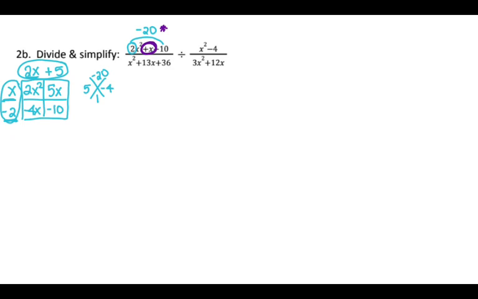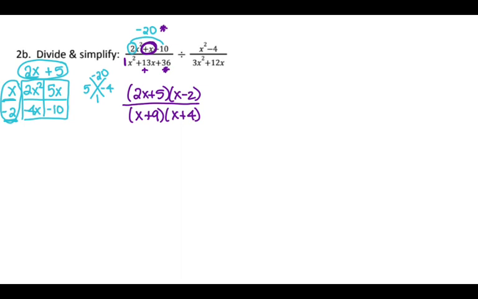But I'm going to go ahead and move my factors over. So I have 2x plus 5 and x minus 2. That was my original numerator. For my denominator, you don't necessarily have to use the box because your coefficient is a 1. I can just find two numbers that multiply to 36 and add to 13. That is going to be 9 and 4. So I have x plus 9 and x plus 4. Now, if you want to use the box for the factoring, that's totally fine. It would still give you the same answer.